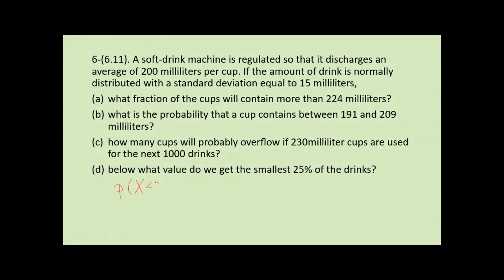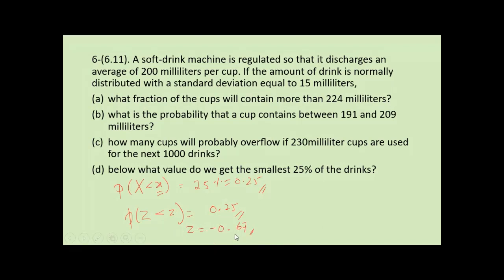Probability of capital X less than small x. We can straight away go to find z and then find x. 25% of which is 0.25. The area lesser than x is 0.25, isn't it? So we need to find the corresponding z value. Therefore, probability of z less than small z is 0.25. What is the z value for which the left side area is 0.25? From the table, for 0.25, we have to find. You will find z is equal to negative 0.67.